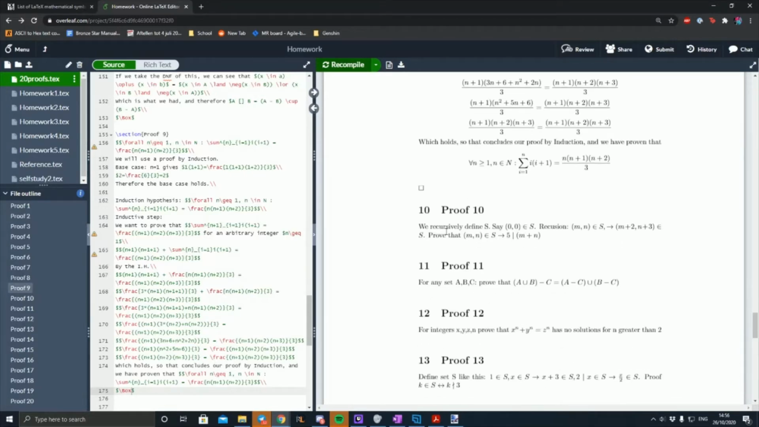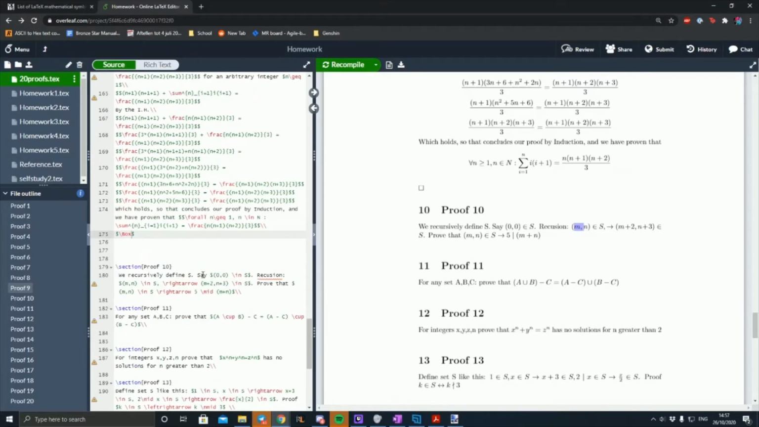Cool. Proof 10. Okay, so we're going to have our first recursively defined set proof. So we recursively define the set S, say 0, 0 is part of S, if... and I'm going to have to say, with every single definition of a set, there needs to be another line saying there is no other element in S which is not there. But that's because I wanted to keep the line short. I'll add it up right here.